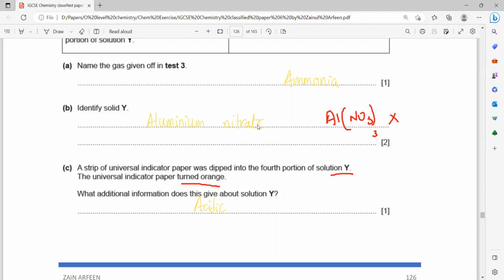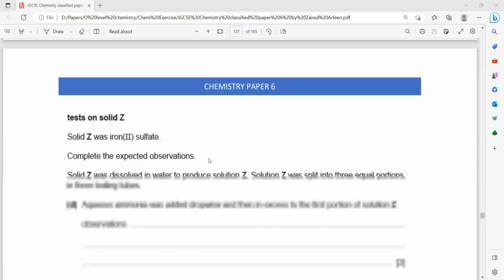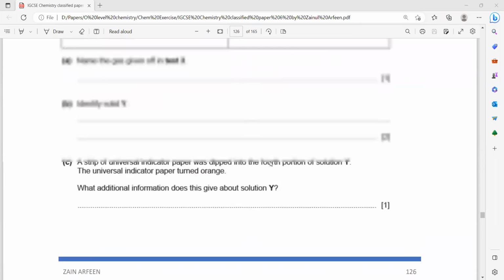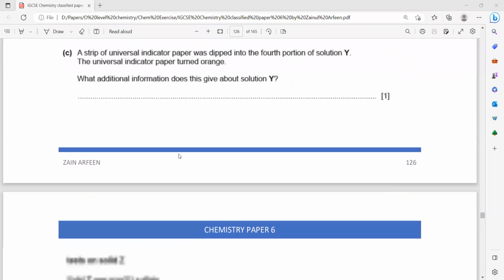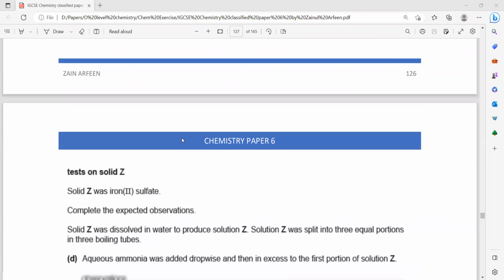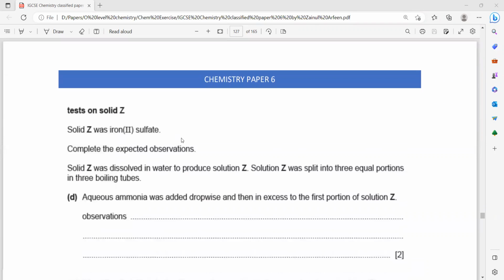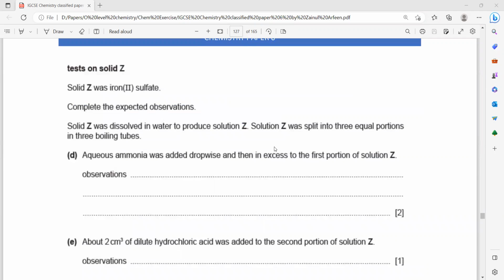Weak acidic, acidic, because red, orange, yellow are the indicator colors in acidic solutions. They asked what additional information is needed, so the right answer is that the solution is acidic, rather than mentioning a pH of a solution.